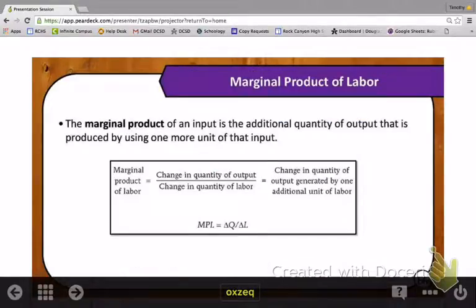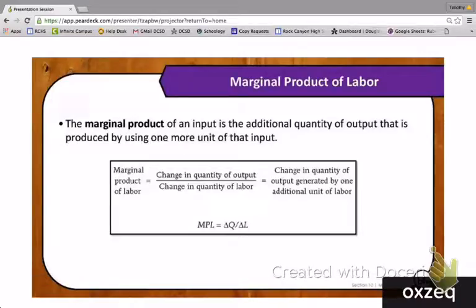So, defining the marginal product of labor, we define it as the change in the quantity of output divided by the change in the quantity of labor. Now, if we're increasing labor by 1 worker at a time, that denominator is just going to be 1. We're just dividing it by 1, so it would just be the change in the quantity of output. But if we're changing the quantity of labor in groups that are more than 1 at a time, then you would want to do that to get the marginal product per worker.